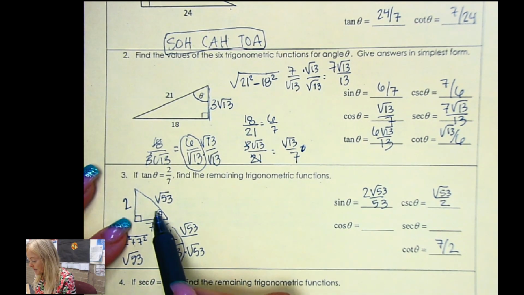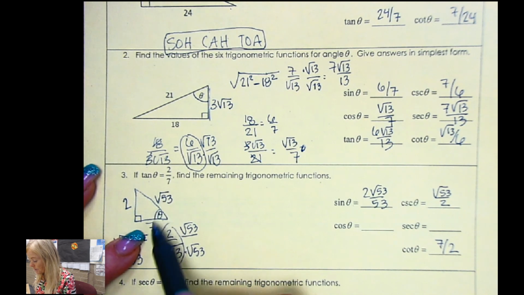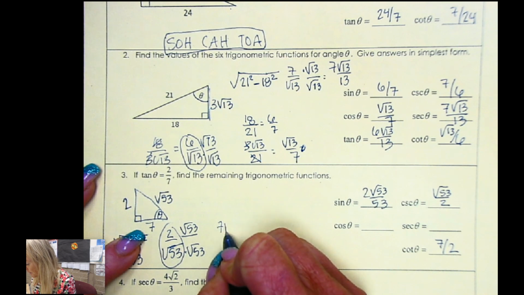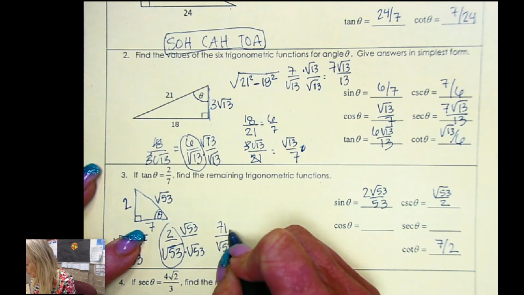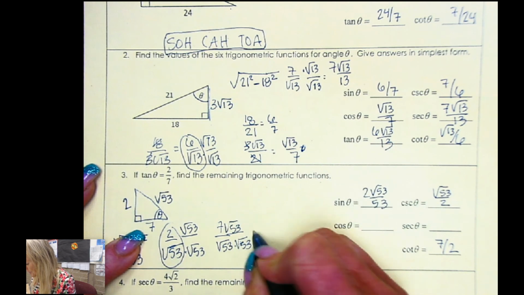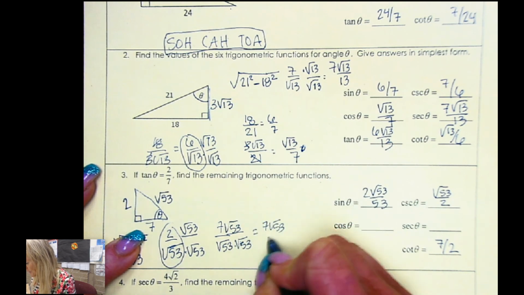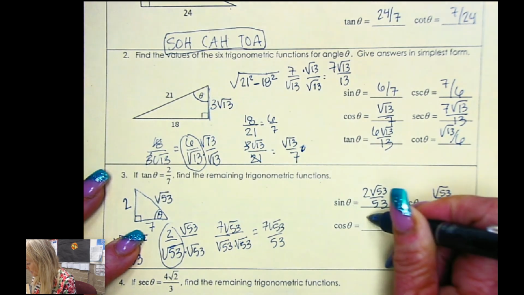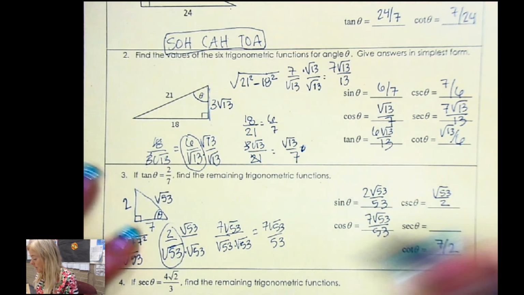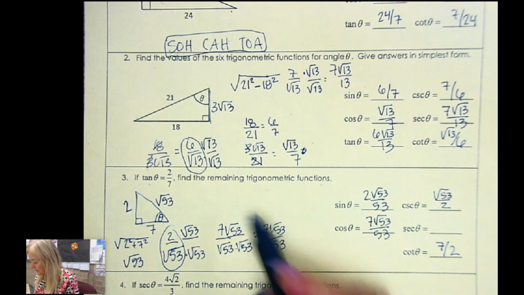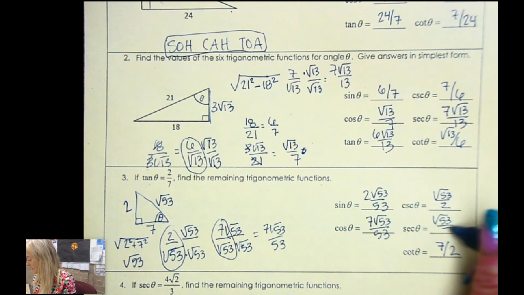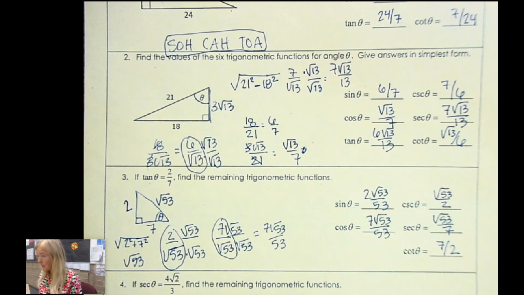Now the cosine is going to be adjacent over hypotenuse, so 7 over radical 53. But we can't leave 7 over radical 53. We have to multiply by radical 53 over radical 53, which gives 7 radical 53 over 53 for cosine. And then we need to flip it, but we don't want to flip it rationalized. We want to flip it right there, which is radical 53 over 7. That's how you do number 3.